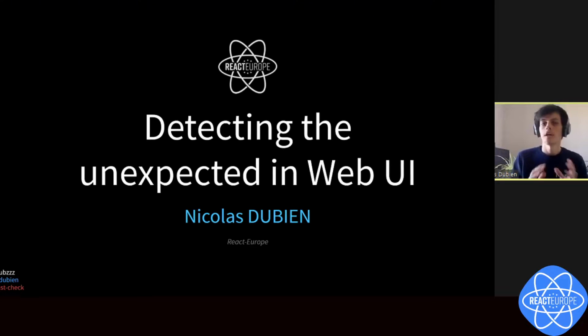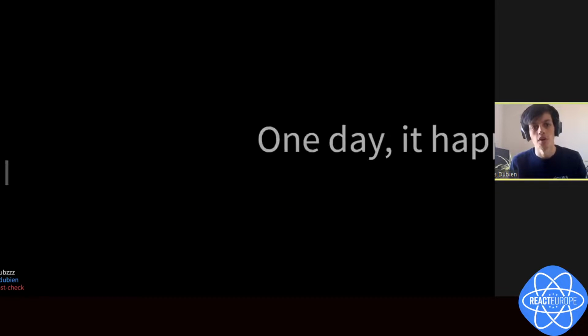Okay, so hello, my name is Nicolas, and today we're gonna talk about how we can detect unexpected behavior in our front-end application. Today we will mostly focus on React applications. But before we start, let's define what unexpected behavior is.